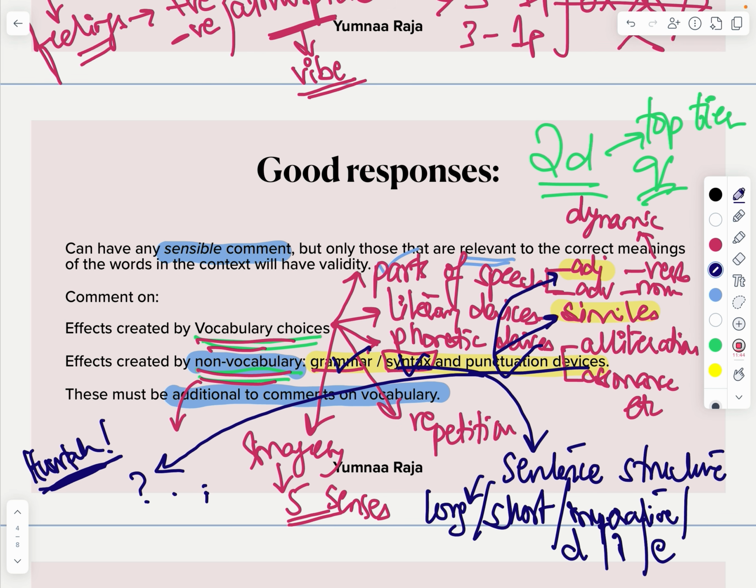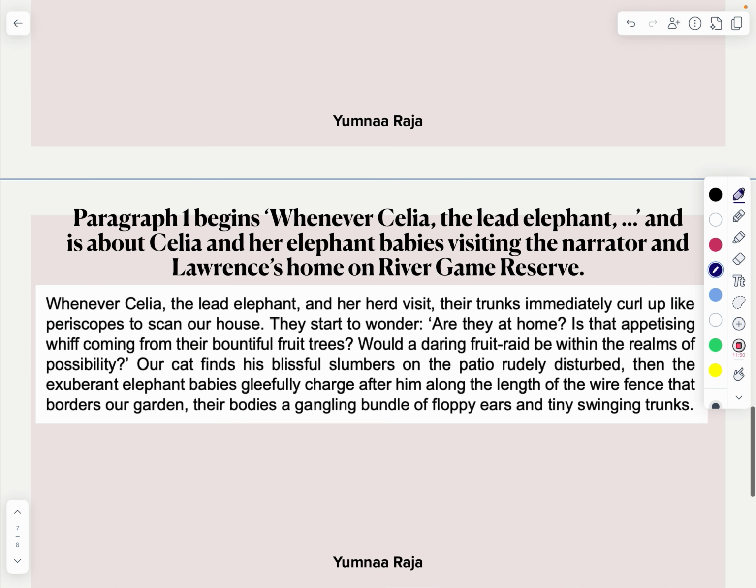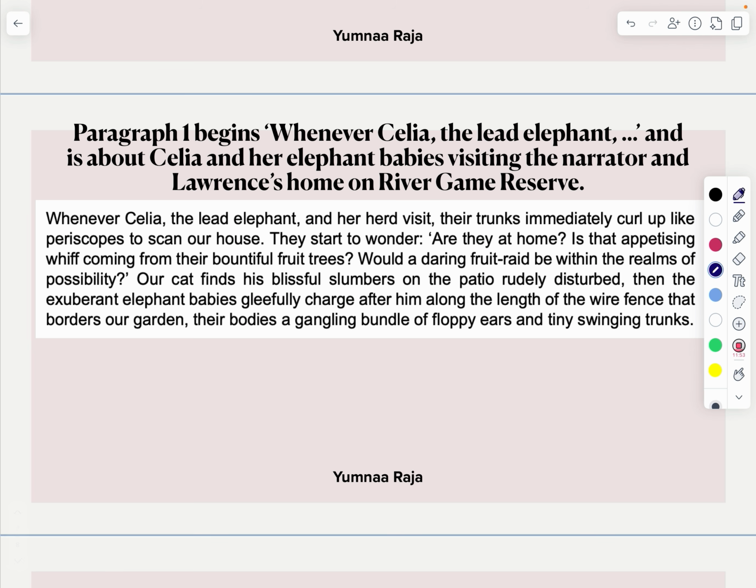All right, let's move forward to solving an actual question. I'll come to this in a bit, and then I can show you how this goes. Now, paragraph begins. I showed you the question a while ago. Paragraph begins with "Whenever Celia." So now I know that I have the right question here with me, and then it says that this question is about Celia and her elephant babies visiting the narrator and Lawrence's home on River Game Reserve, which means that the 3 examples that I have to pick out have to be about Celia and her elephant babies when they were visiting the narrator, who is the writer, and Lawrence's home on River Game Reserve.